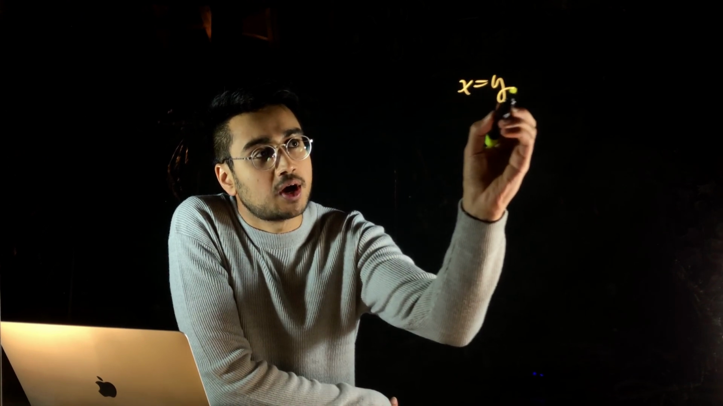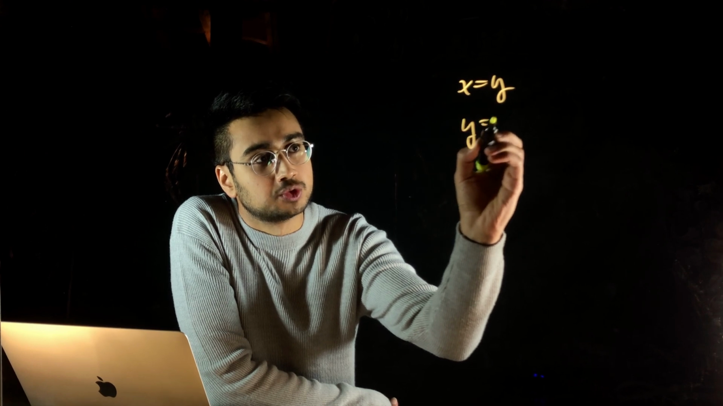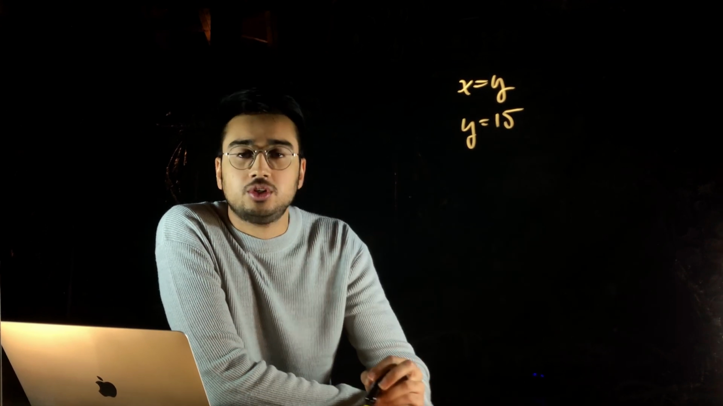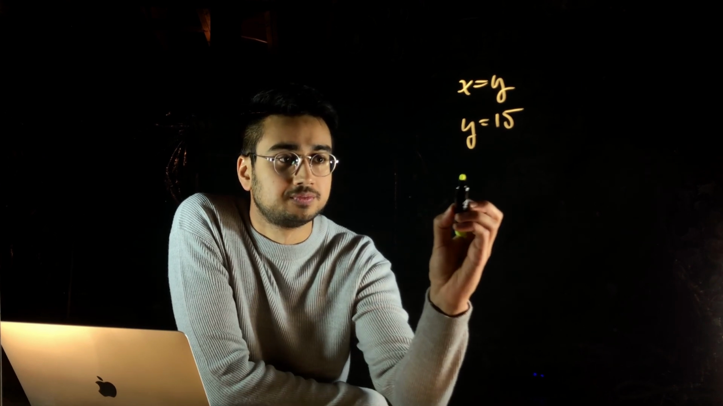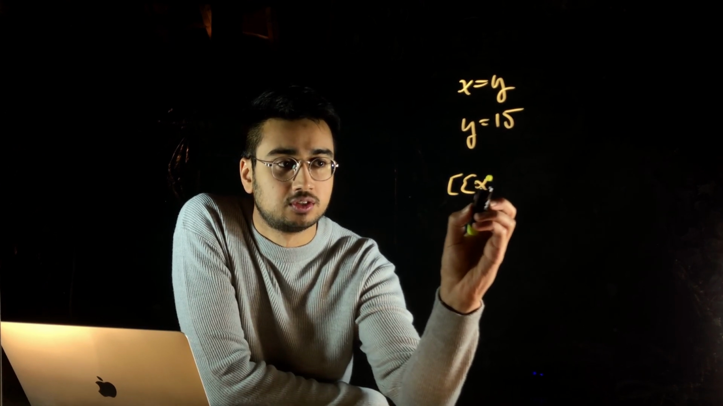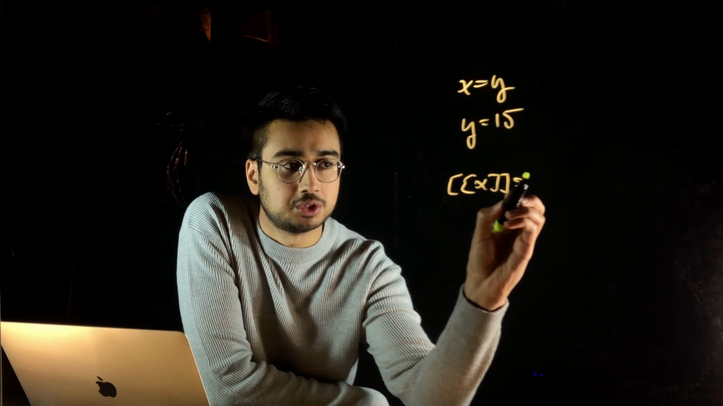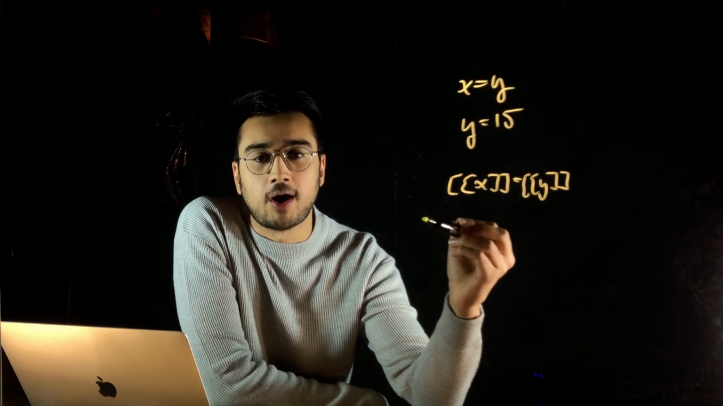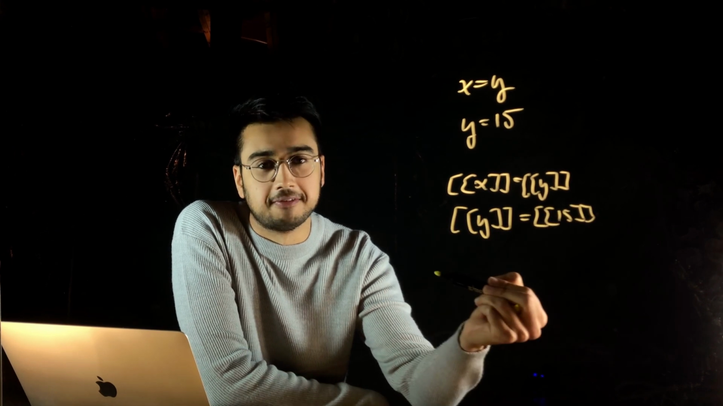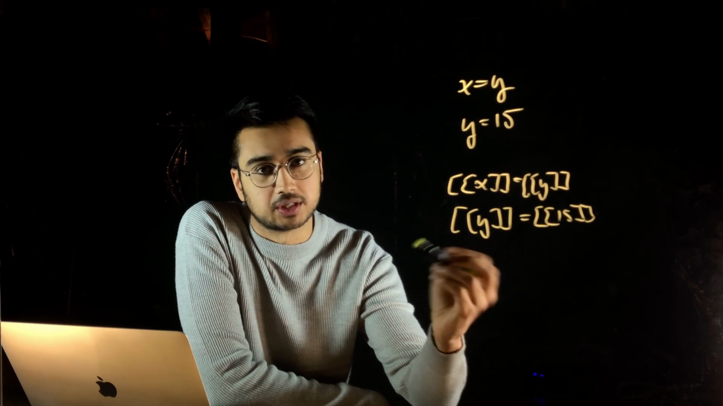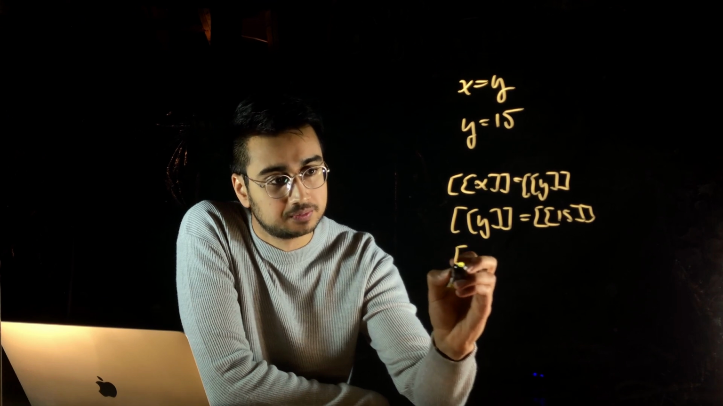For the sake of concreteness, let's say we have the following sample program fragment. X equals y equals 15. Using those rules I showed earlier, we'll get the following constraints. The type of x is equal to the type of y, and the type of y is equal to the type of 15. The type of 15 is equal to int, because it's an integer literal.